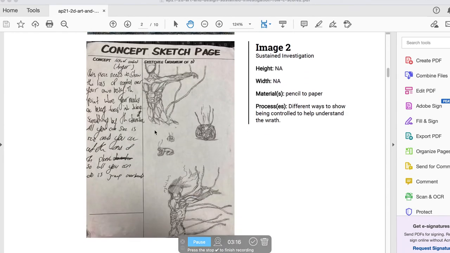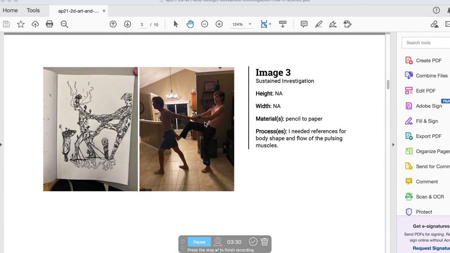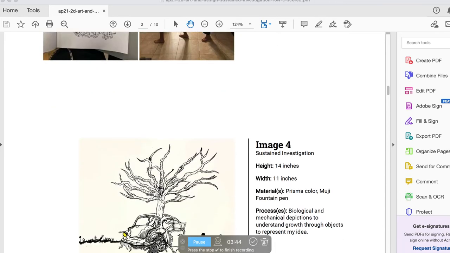Image number 2, so this is more of a process image that we're seeing. Materials are pencil to paper. Processes are different ways to show being controlled to help understand the wrath. Image number 3, so this is another process image where we see them making a pose and then it looks like working on sketching it. So materials are pencil to paper. Processes, I needed references for body shape and flow of the pulsing muscles.